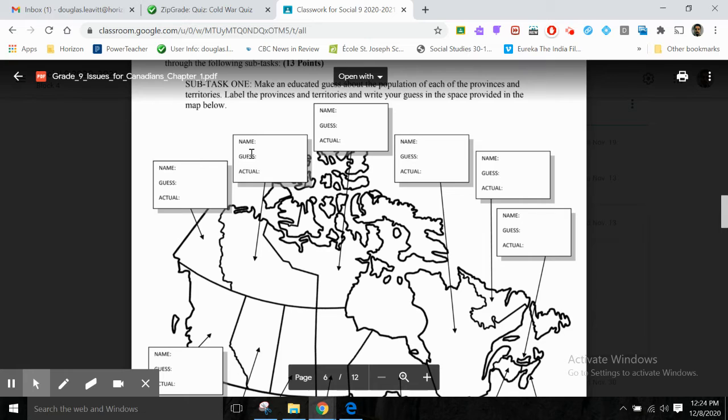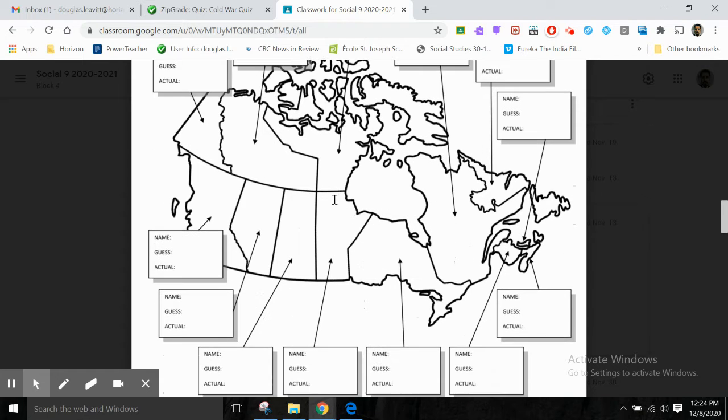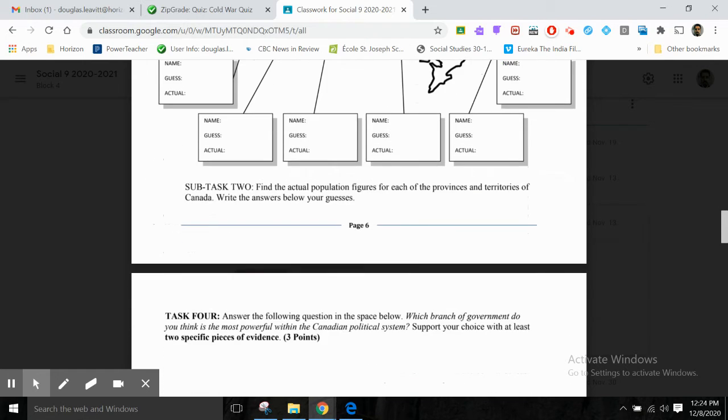Name the province or territory, and then guess its population and look up on Wikipedia its actual population. Okay.